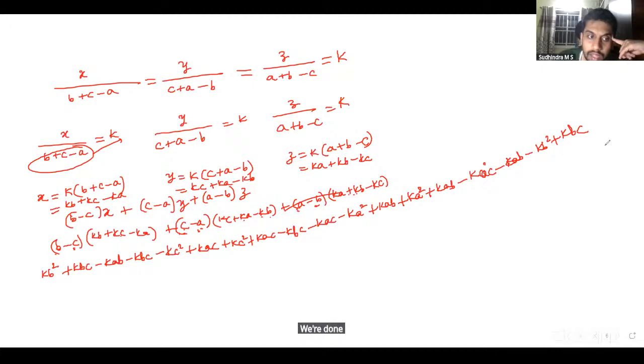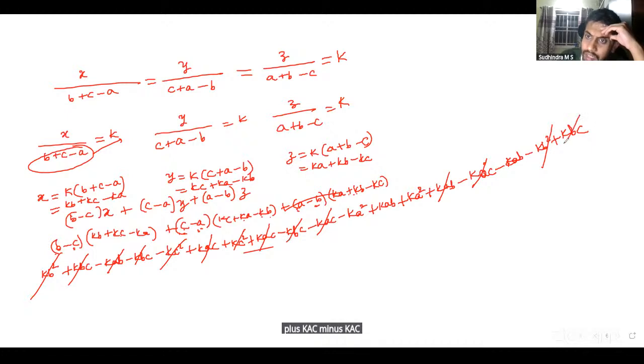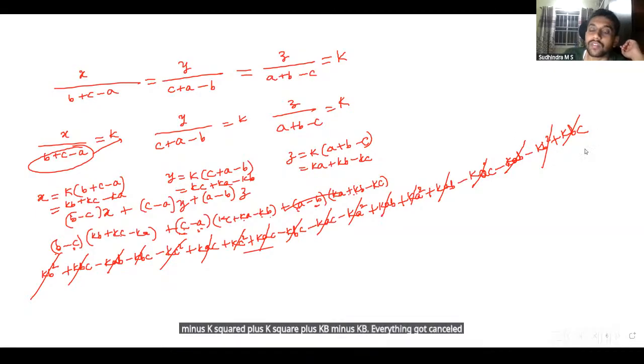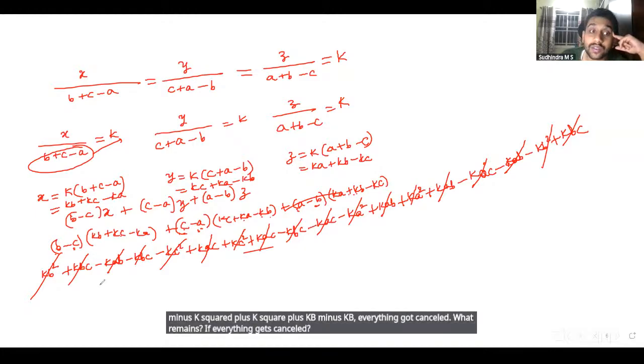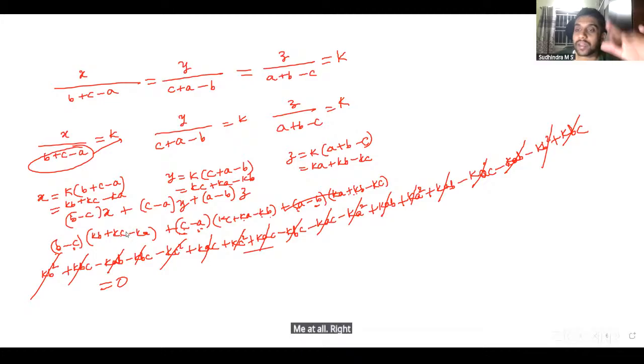We're done with the expansion. kb square minus kb square, kbc minus kbc, minus kab plus kab, minus kc square plus kc square, plus kac minus kac, plus kac minus kac, minus kbc plus kbc, minus ka square plus ka square, plus kab minus kab. Everything got cancelled. What remains if everything gets cancelled? Zero. kb square minus kb square is 0. So the final answer that we get is 0.